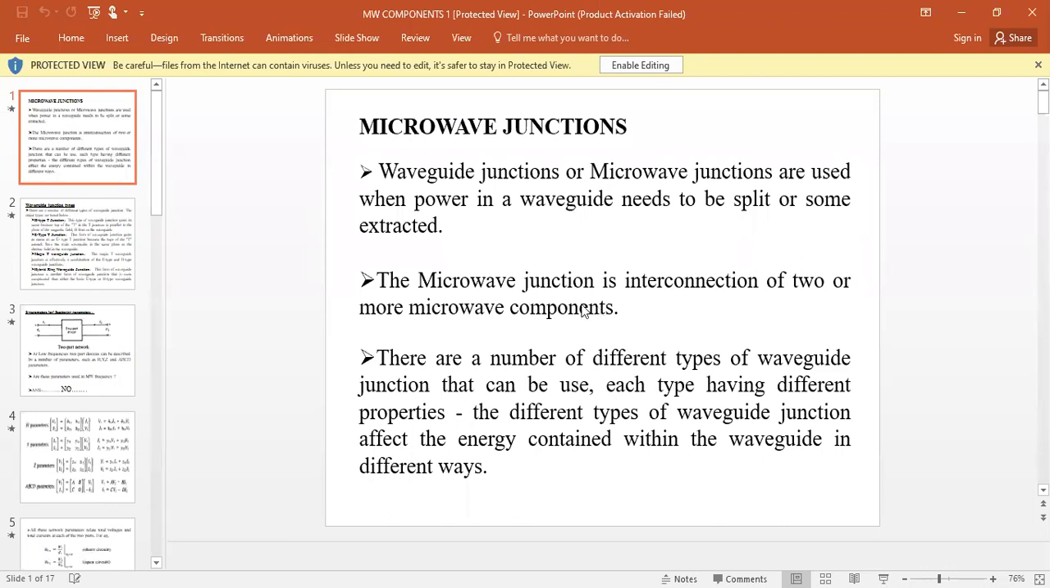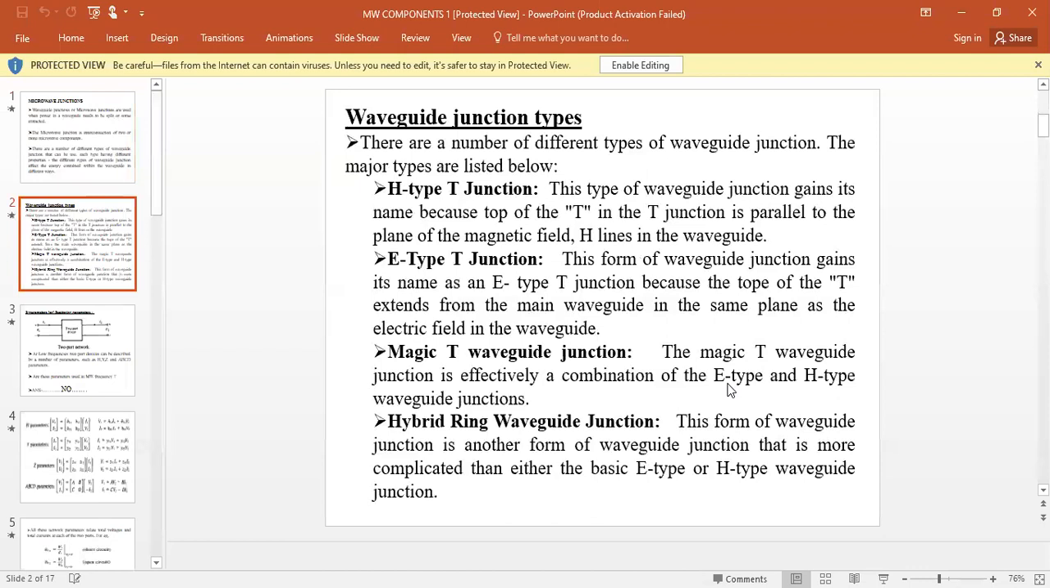So we have different types of waveguide junctions. They will have their own properties, and they will also differ in their effect on the energy. So different waveguide junctions are created in different ways. Coming to the waveguide junction types, generally 4 types of waveguide junction exist.